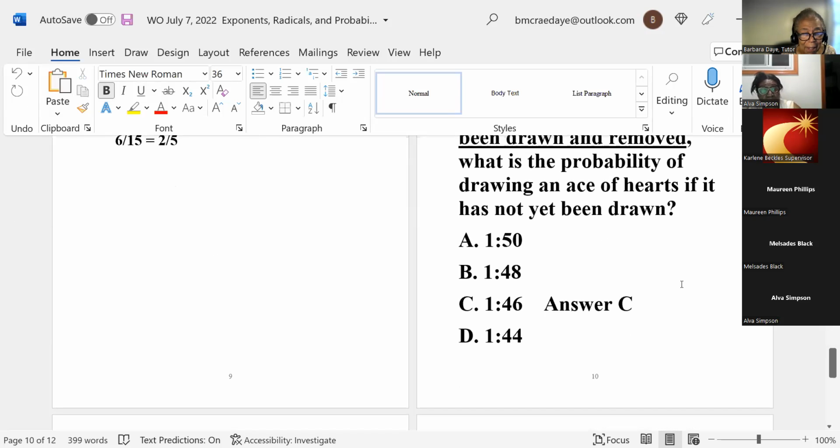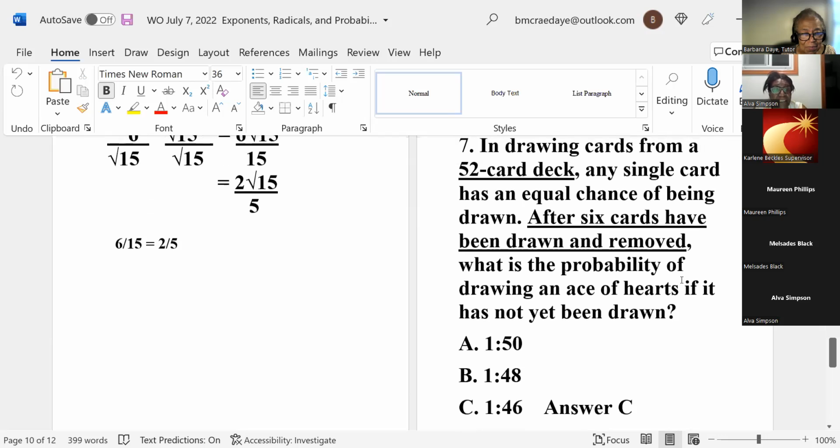So that one now, if you get it on a test, all you do is check how many cards you're gonna take from the deck. Once you take cards and you don't put them back, you reduce the total. It's like you subtracted. 52 minus 6 is 46. Because it says drawn and removed, so you don't put them back. So you reduced your 52 card deck by 6. So it's 1 to 46.